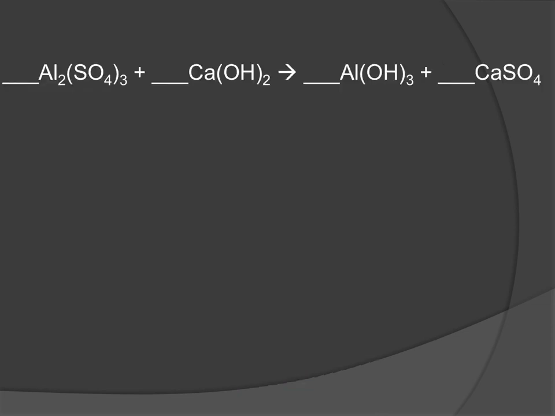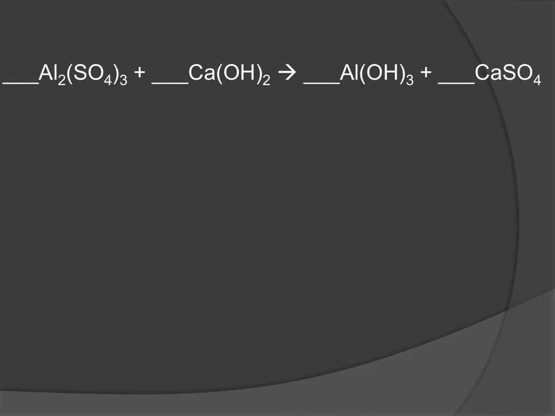Let's do another one. Notice you're not always going to see solid, liquid, gas, aqueous on every single problem. A lot of them are omitted, but a little later when we do some reaction prediction, we'll learn where they should be placed if you have them. All right, so aluminum sulfate and calcium hydroxide produce aluminum hydroxide and calcium sulfate.